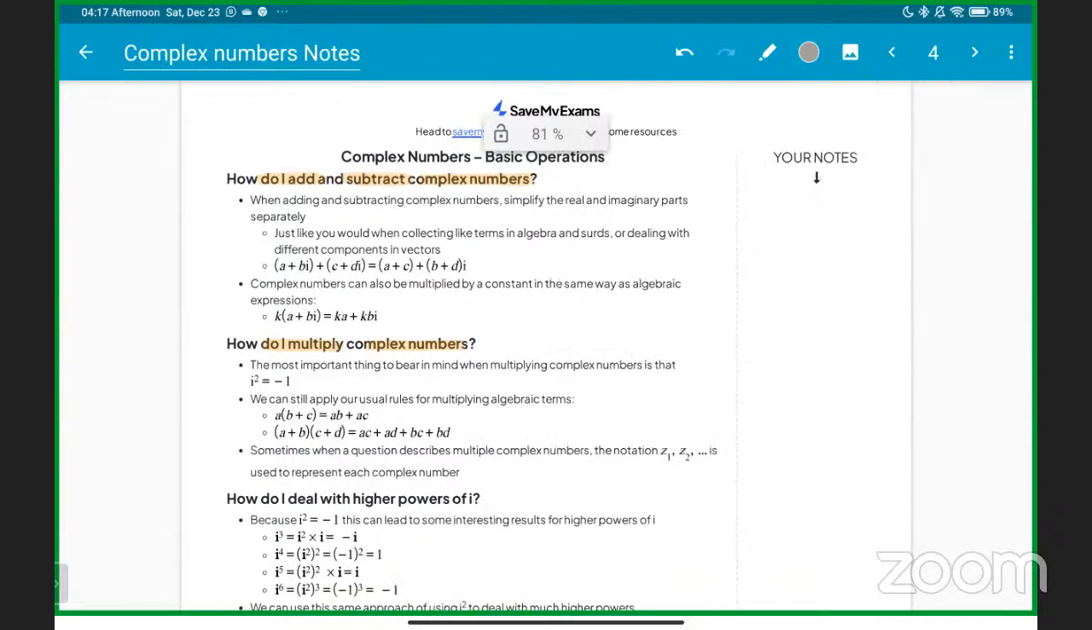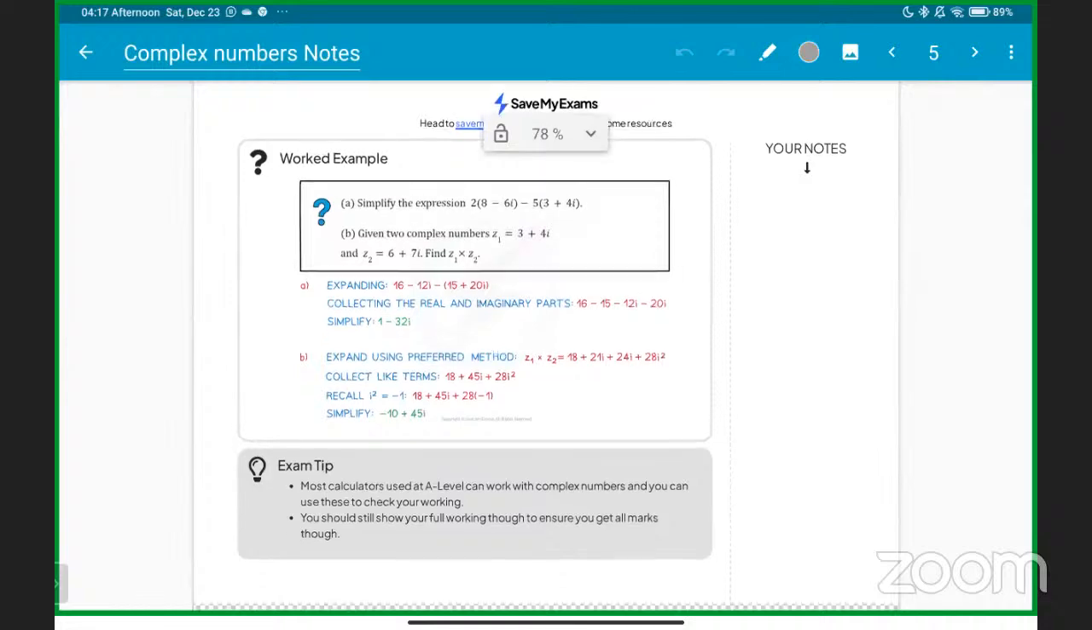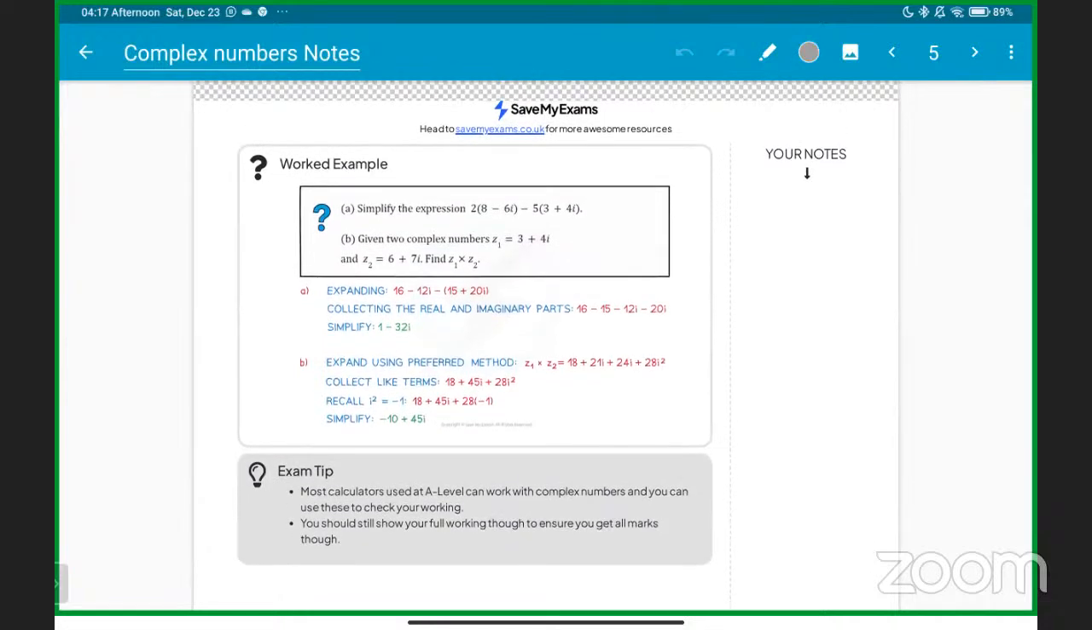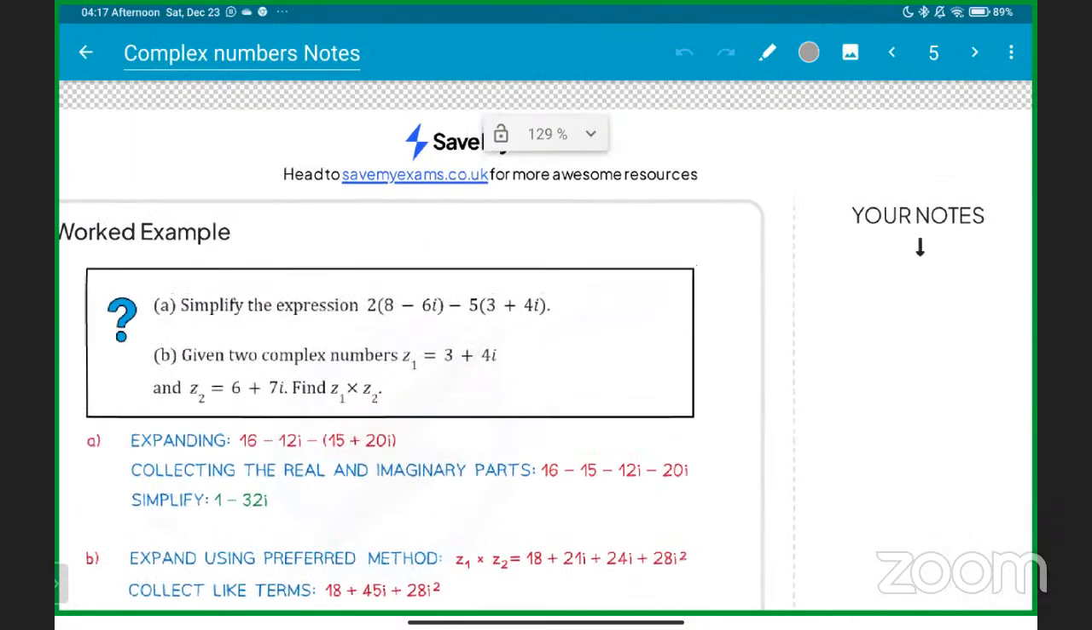So you see, it's very simple. How will you add and subtract the complex numbers? You will take the real numbers, you will add the real numbers, and you will subtract the real numbers. I'm sure there must be a question here on solving this. Yeah, simplifying an expression. Follow this one, okay?